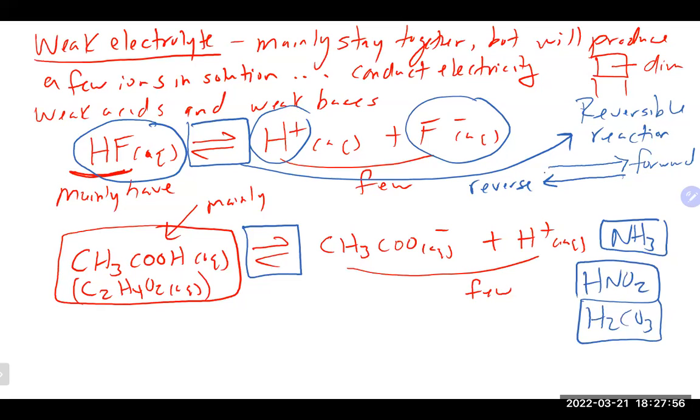So weak electrolytes will still break apart, but they really do stay together as a whole unit. But because they're able to produce a little bit of ions, they're still able to conduct electricity, still considered an electrolyte, and will still conduct electricity, but again, very much weaker and dimmer than what you would see with a strong electrolyte. Any questions on that?